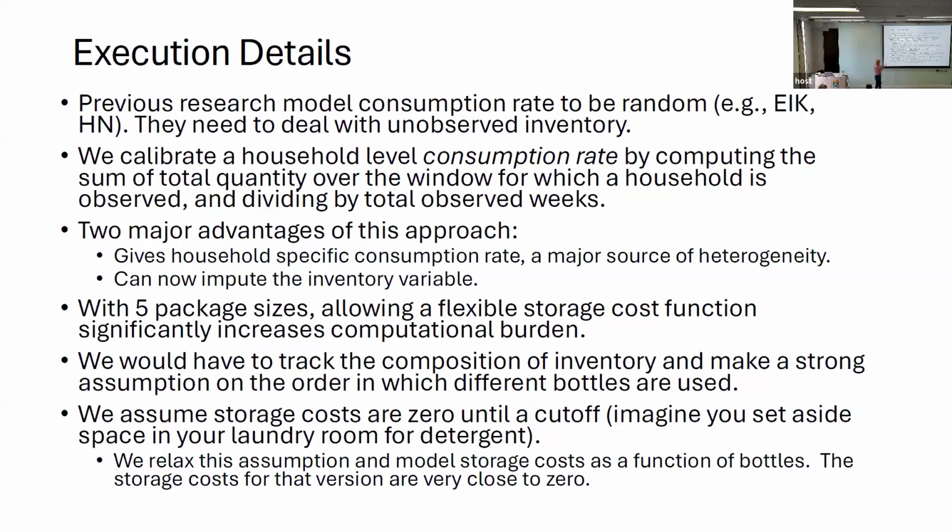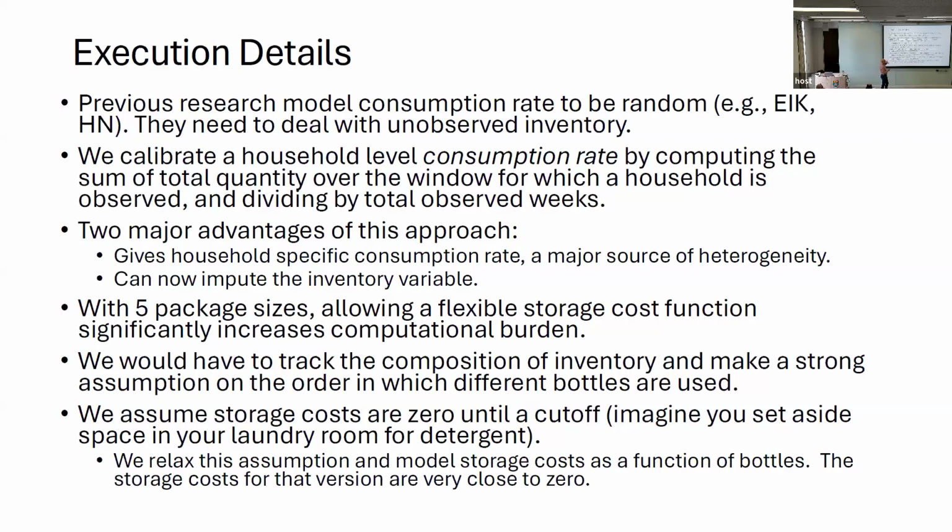Of course, people may fluctuate a little bit. We make a somewhat strong assumption that this consumption rate is fixed in every period. But it has 2 advantages. One is that the consumption rate is now household specific, individual specific. Unlike earlier work, which assumes the consumption rate is random and makes assumptions about one distribution, homogeneous across individuals, now we can look at individual behavior to pin down an individual-specific consumption rate. That could be a major source of heterogeneity of behavior.